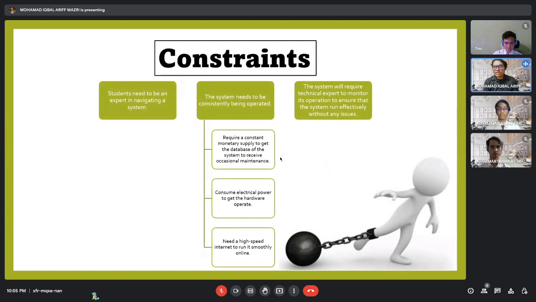So finally, the constraints. The students need to be experts in navigating the system. The system needs to operate consistently, which requires a constant monetary supply so the database of the system can receive occasional maintenance, electrical power to operate the hardware, and high-speed internet to run smoothly online. The system will also require technical experts to monitor its operation to ensure that it runs effectively without any issue.